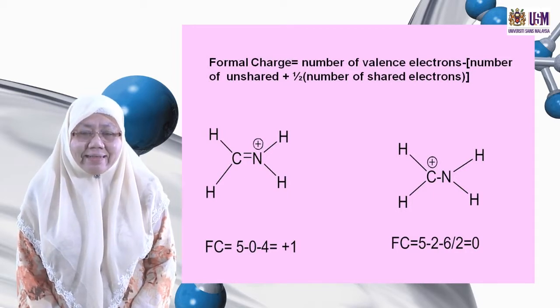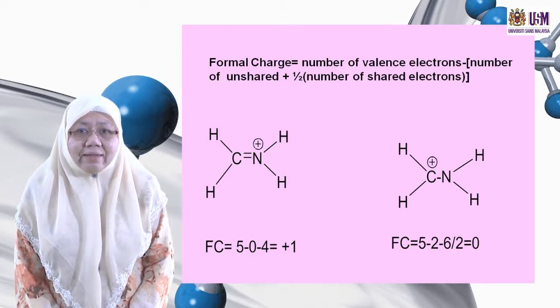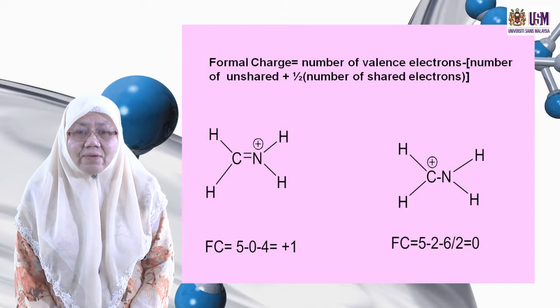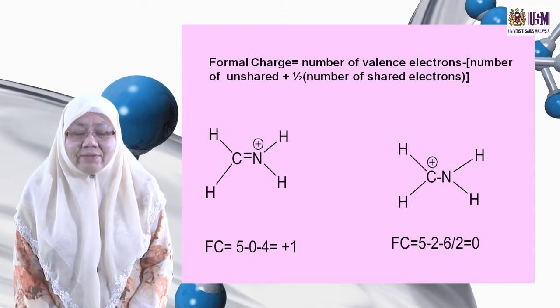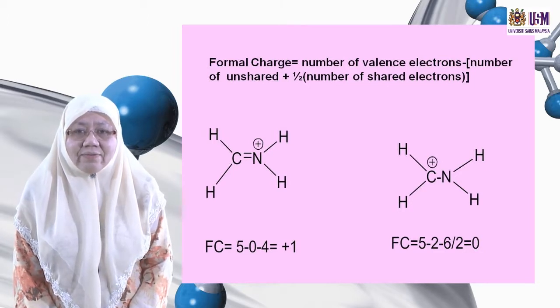In the second example, we are still looking at the nitrogen atom. The number of valence electrons is 5. And in this example, there is a lone pair, that is minus 2. And there are 3 bonds for the nitrogen atom. There are 3 bonds, meaning that 6 electrons divided by 2, that will be 3. So 5 minus 2 minus 3 will give a 0 formal charge.